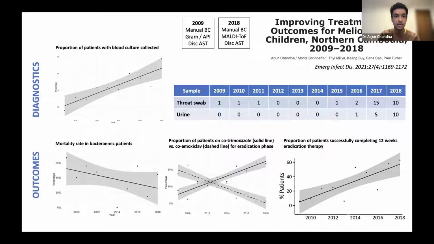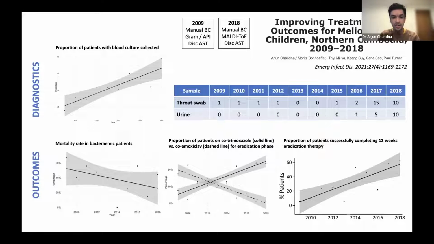The only real difference was that through research funding, identification could move to the MALDI-TOF. But as you can see over the decade, there was a marked improvement in the proportion of patients having blood cultures collected who had melioidosis, and also the ancillary specimens, so the throat swab and the urine cultures, which are really important for making a diagnosis of melioidosis, increased.